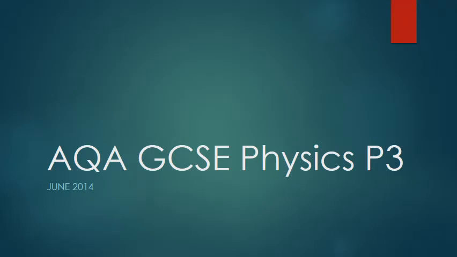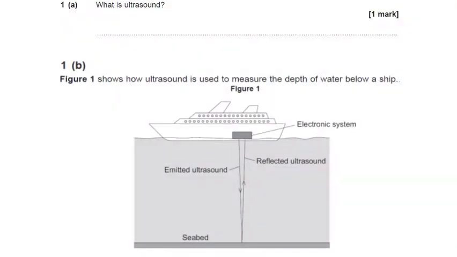This is a worked solution to AQA GCSE Physics P3, June 2014 paper, question 1. You need to learn to state that ultrasound is a sound wave which is a frequency higher than the upper limit of hearing for humans, or by saying a sound wave with a frequency greater than 20,000 Hz.